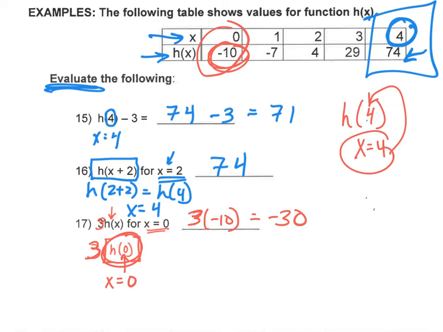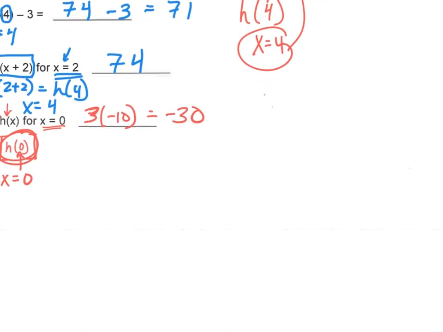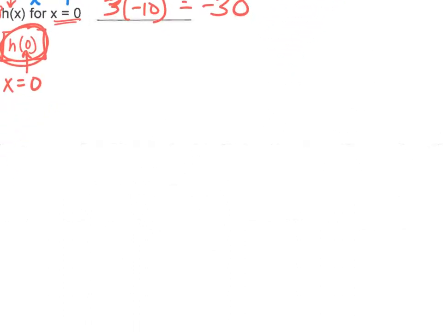And they want you to find the output, which in this case, where x equals 4, the output is 74. Let me think, what else? Oh, a function, there's a couple of ways to check for a function. One way is it is a function.